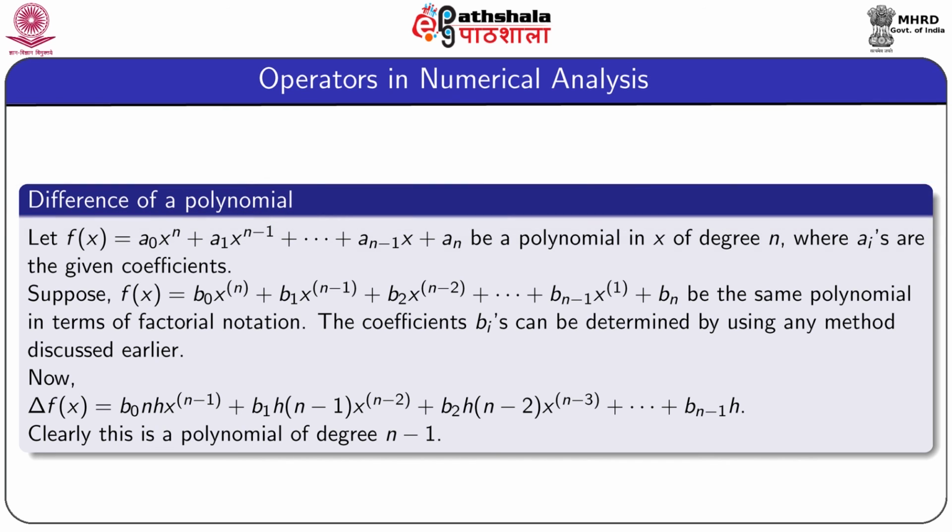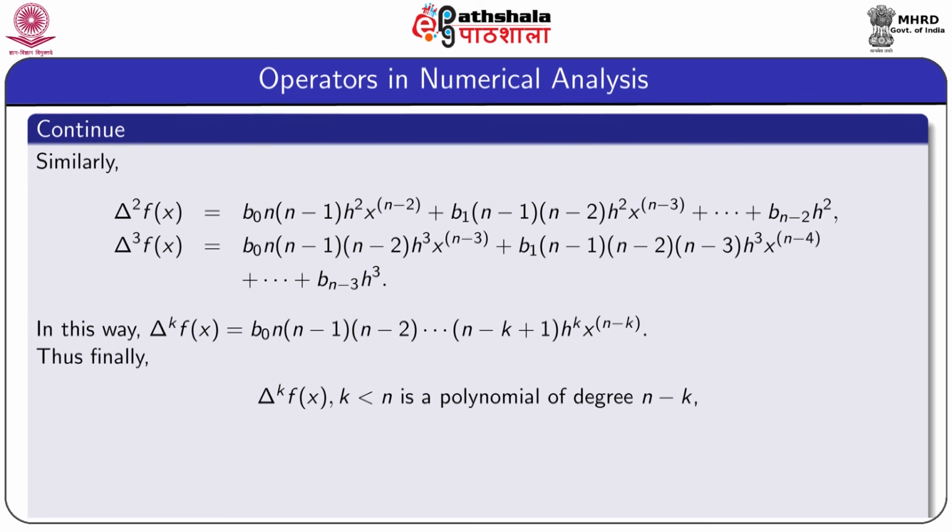and the degree of the polynomial remains unchanged, but the coefficients b0, b1, b2 etc. can be represented in terms of a. There are some rules available. Now, we find the first order difference of f(x). The first order difference of f(x) equals b0 n h x^(n-1) + b1 h (n-1) x^(n-2) and so on. The last term becomes b(n-1) h. Here we have taken h as the spacing between the values of x. Clearly, this is a polynomial of degree n-1.